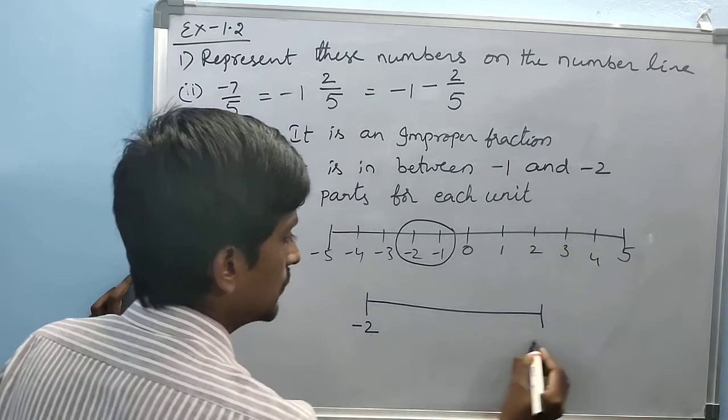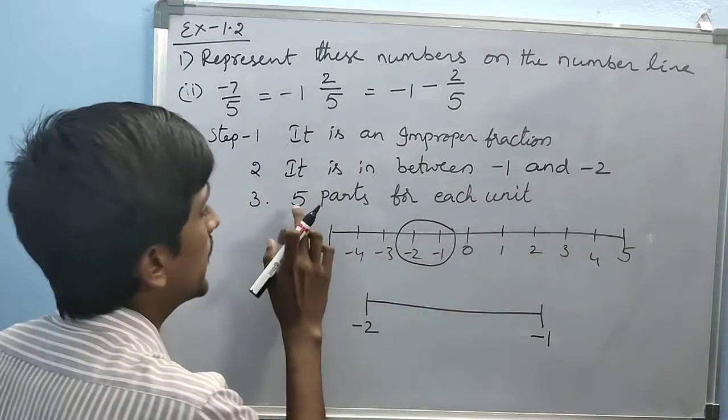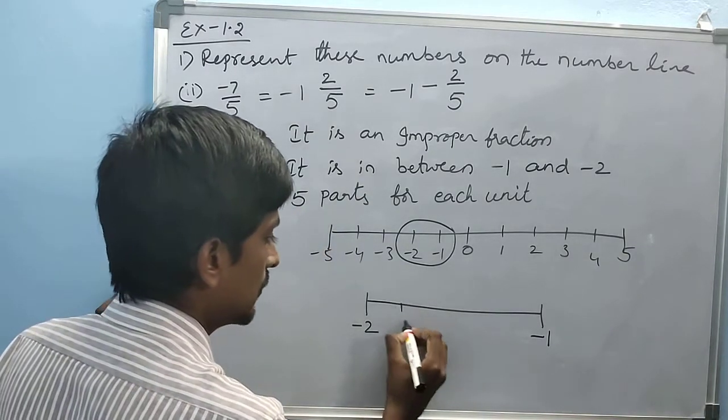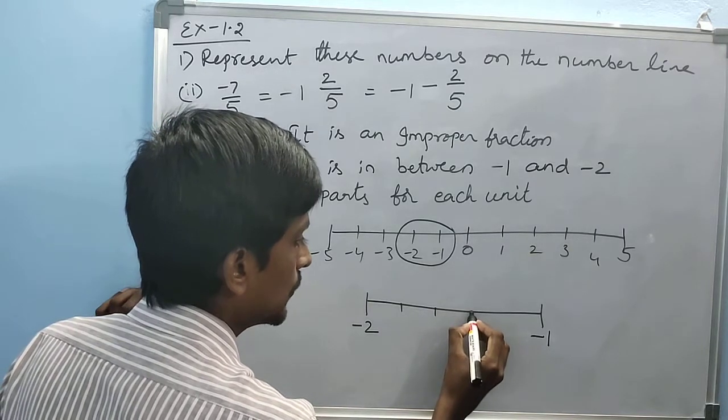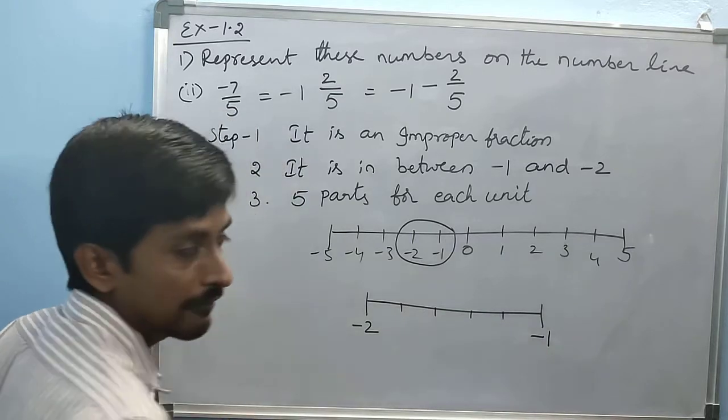This is minus 2, this is minus 1. How many parts? 5 parts. 1, 2, 3, 4, 5 parts.